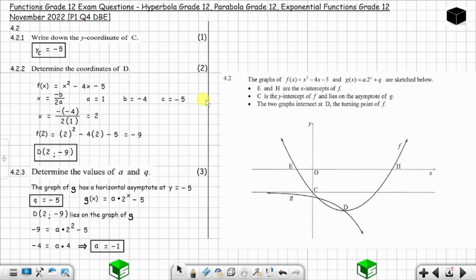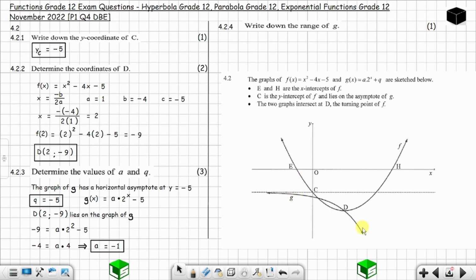Now it's question 4.2.4. The question is, write down the range of G. This question is 1 mark. G is an exponential function. To obtain the range, you always take all the values of Y that exist on the y-axis for this function.